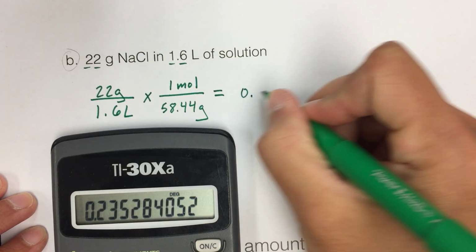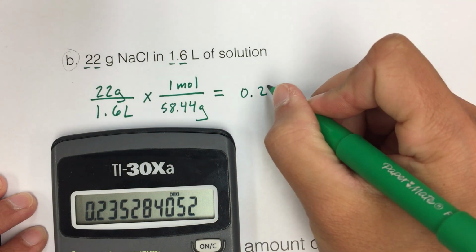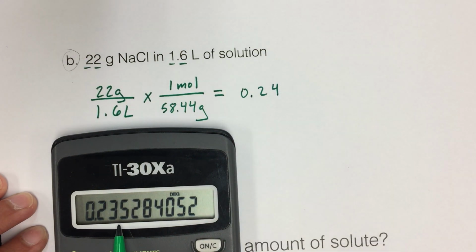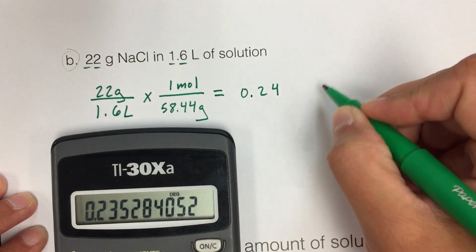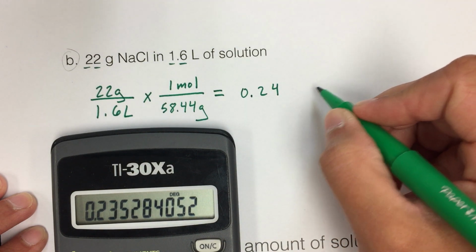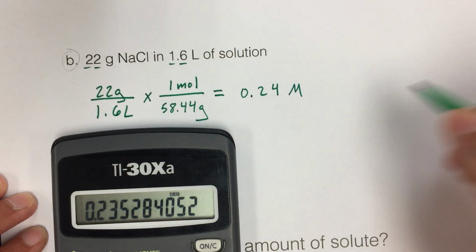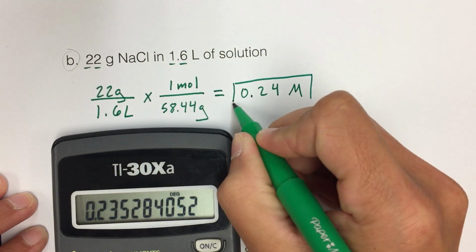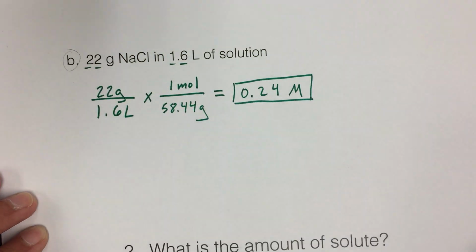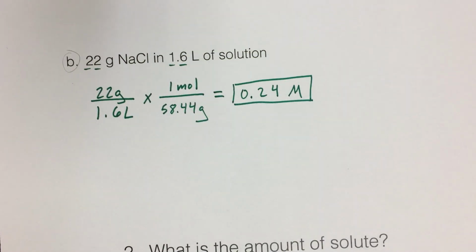0.24, because it's a 5 with other stuff after it. So this is greater than 5, so we'll round that up to a 4. And then the units here, you could write mole/liter, but also molarity is capital M, so it's 0.24 molar, or 0.24 moles per liter for that one.